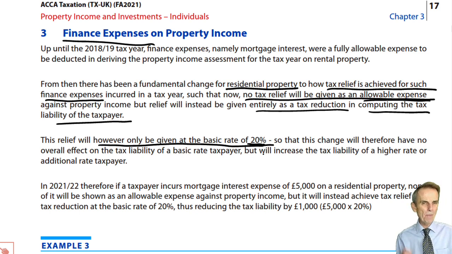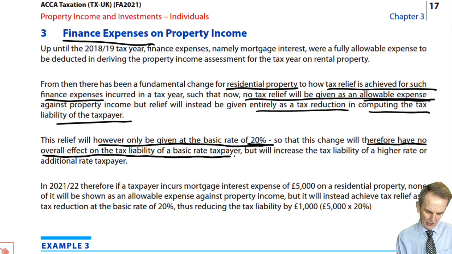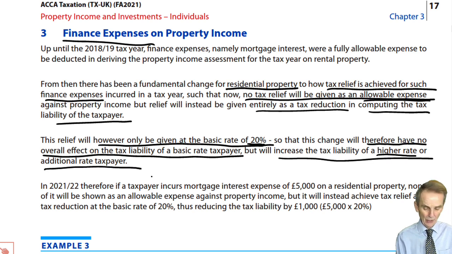And this is why they made the change. Because what it means, therefore, is that this change will have no overall effect on the tax liability of a basic rate taxpayer. It doesn't impact on a basic rate taxpayer, but it will increase the tax liability of either a higher rate or an additional rate taxpayer. Well, why is that? Well, it's simple enough.